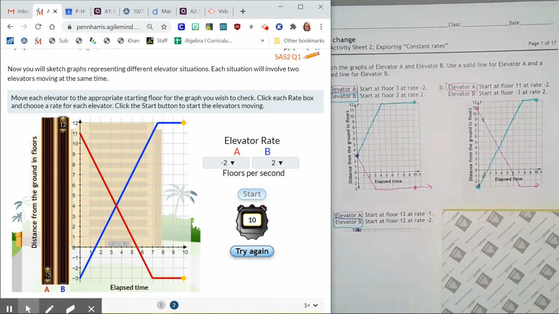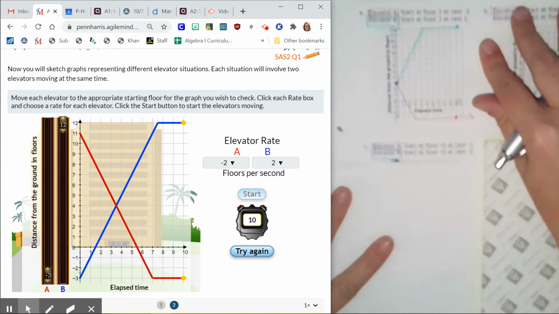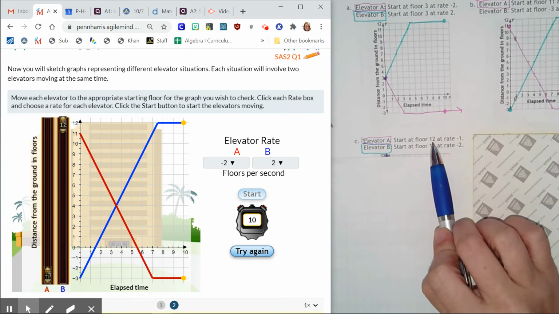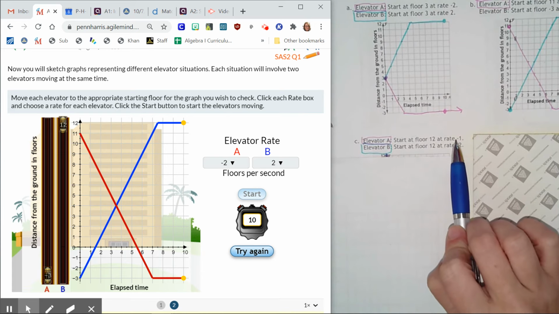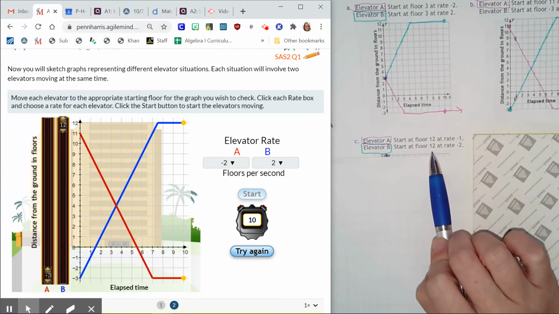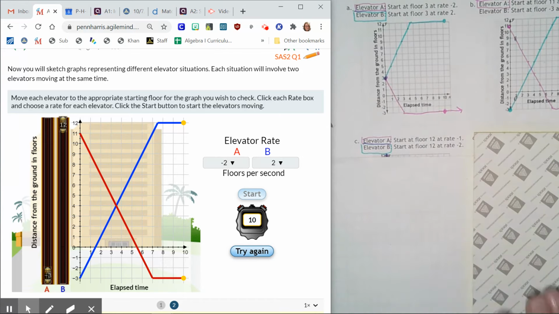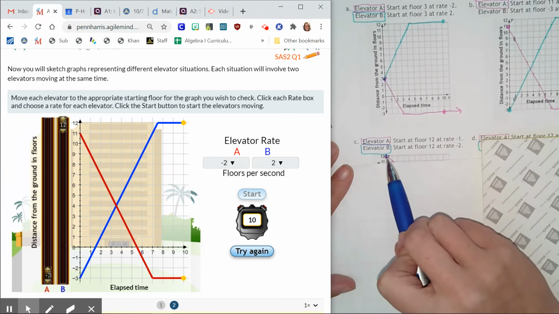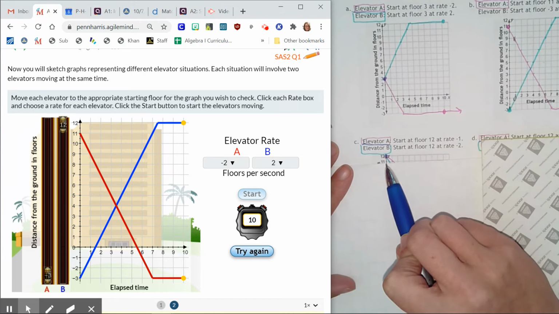Okay, so now we're going to do the same thing here on part C. Elevator A is going to start at floor 12 and goes down. That's the negative. It's going down at a rate of 1. Elevator B is going to start at the same floor and go down at a rate of 2. So what I did on my graph here, you can see I have them both starting up here, both my pink line for A and my blue line for B.